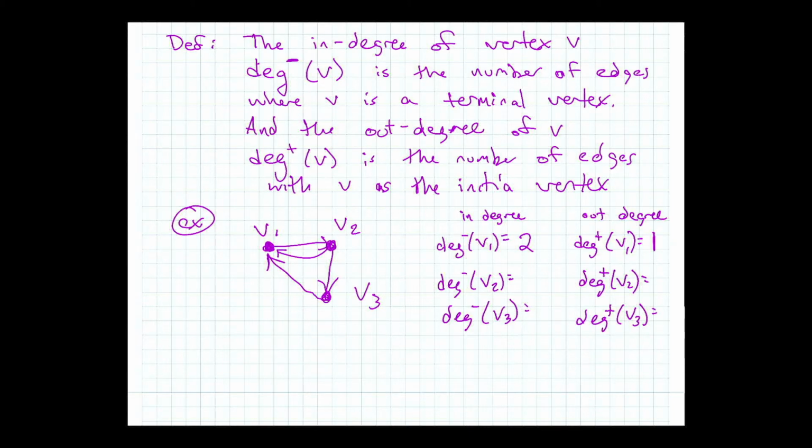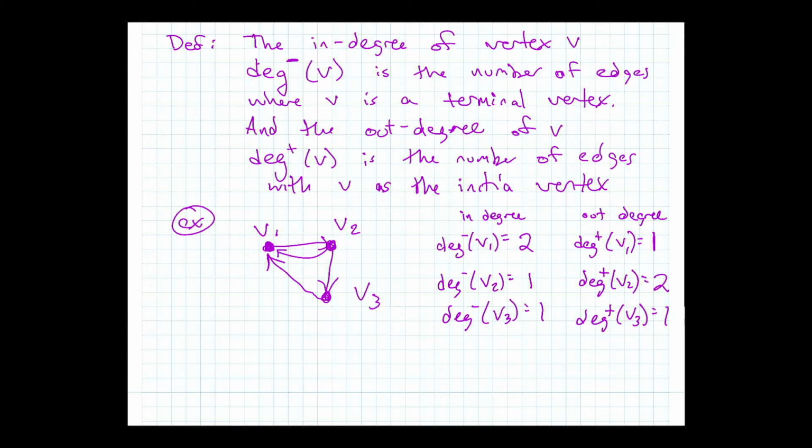Okay, so let's look at degree V2. So we got V2 here. This is out, this is out, this is in. So there's 1 coming in and 2 coming out. Then we get to V3. V3 has 1 coming in and 1 coming out. So 1 and 1. And there you go, in degree and out degree.